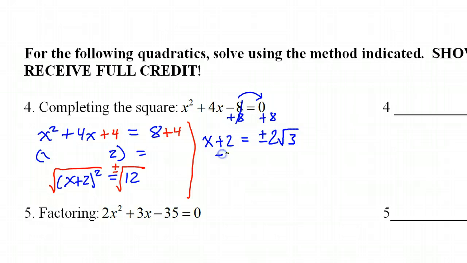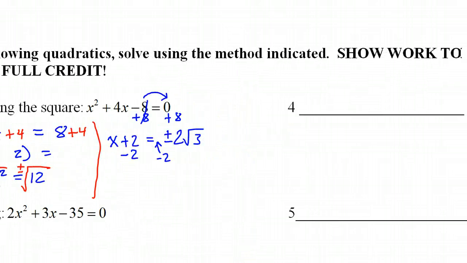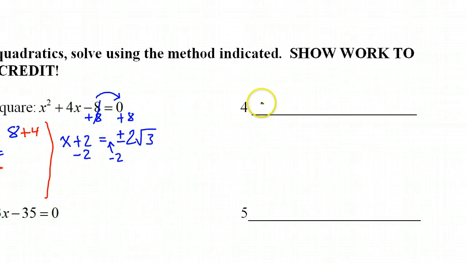Now we need to just subtract 2 from both sides, being careful to put it in front. And that really is going to be our final answer, so I'm going to go ahead and put it here. X equals, x equals negative 2 plus or minus 2 root 3.